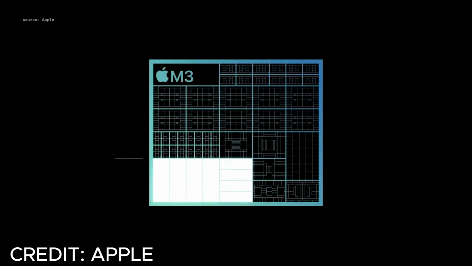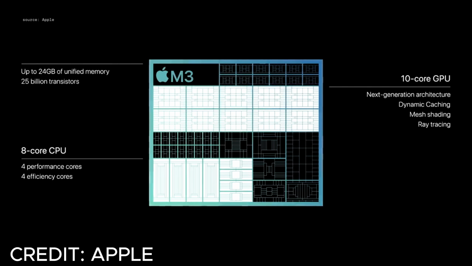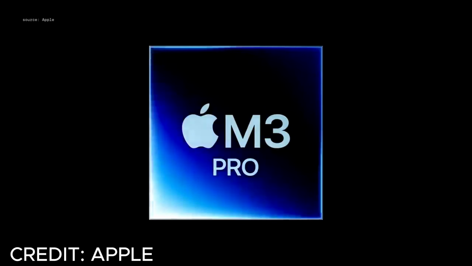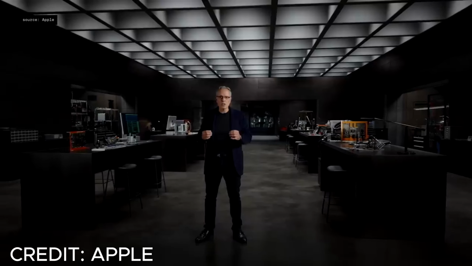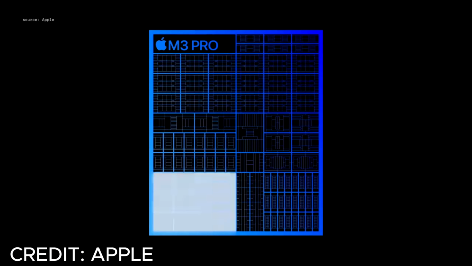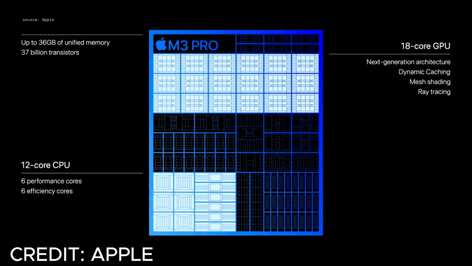Starting with the M3 chip, which delivers phenomenal performance for our most popular systems. It features an 8-core CPU and our next-generation 10-core GPU, and is up to 65% faster than M1. M3 Pro scales up that design with increased capabilities for users who need even more performance. It has a 12-core CPU, an 18-core GPU, and is up to 40% faster than M1 Pro.